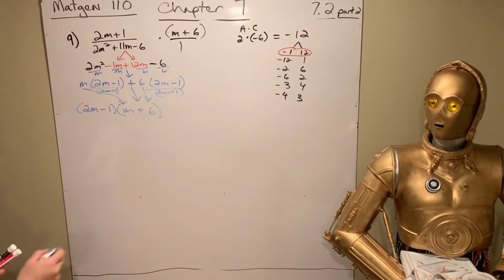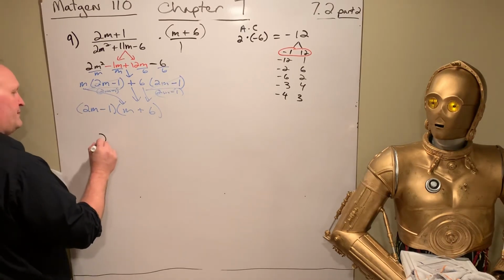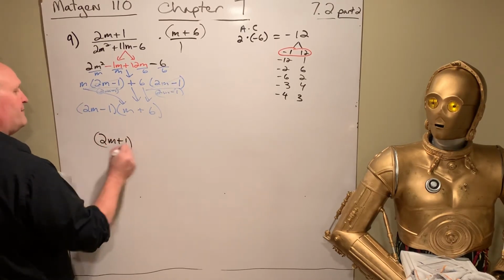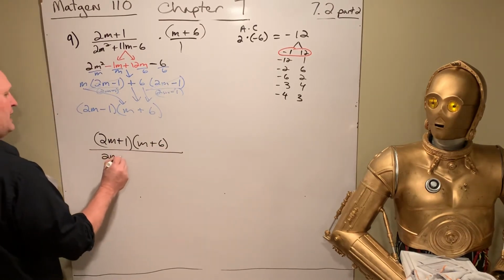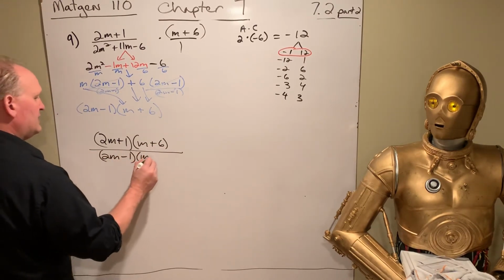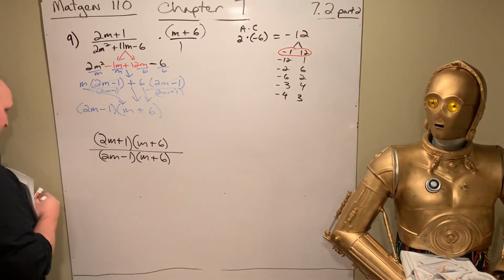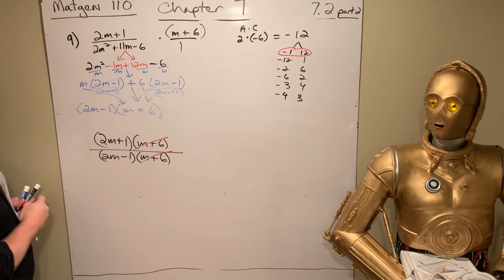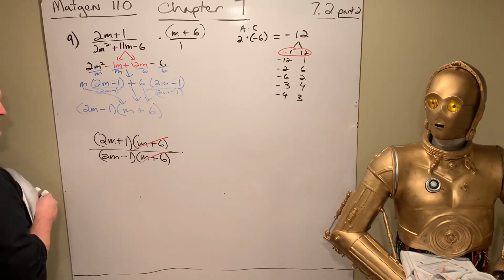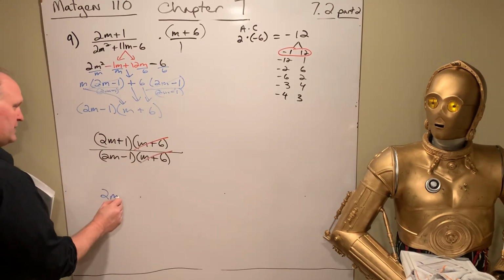All right. Okay, so let's write it out. We got 2m plus 1, m plus 6 on the top, and we have 2m minus 1, m plus 6 on the bottom. And so this is the same numerator and denominator, so m plus 6's go. We cannot do a thing with the conjugates.